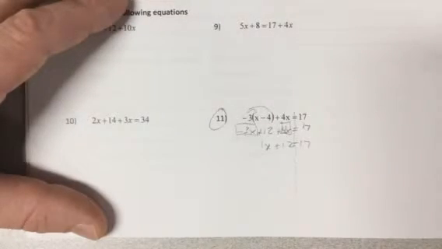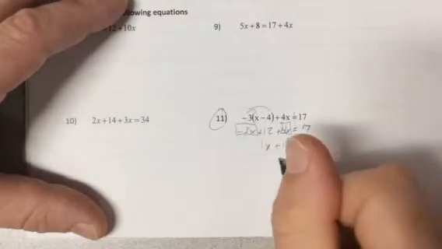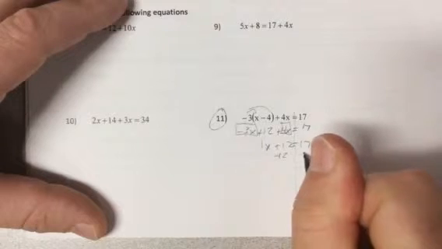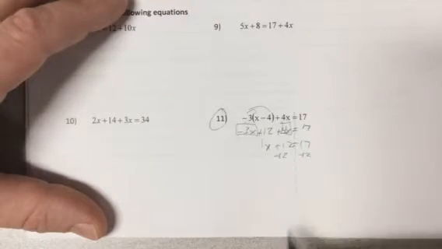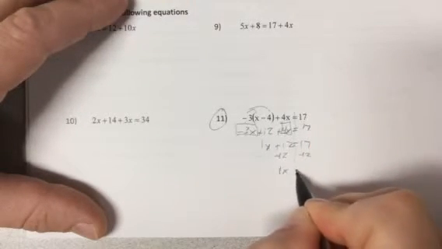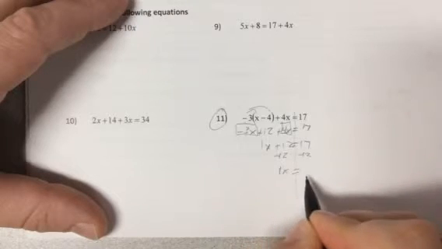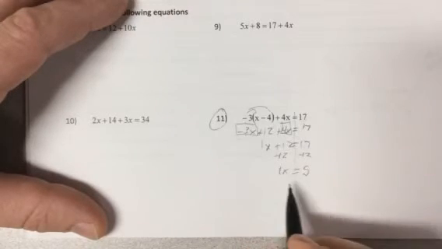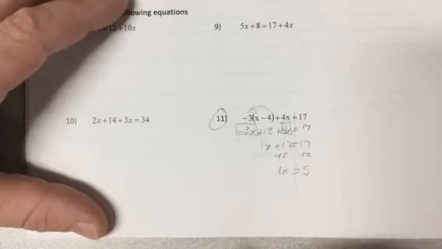Now I'm going to do something to both sides, and I'm going to minus 12, so I'm going to undo any addition and subtraction, and I get 1x equals 17 minus 12 is 5. That's my answer. 1x is the same as x, so x equals 5.